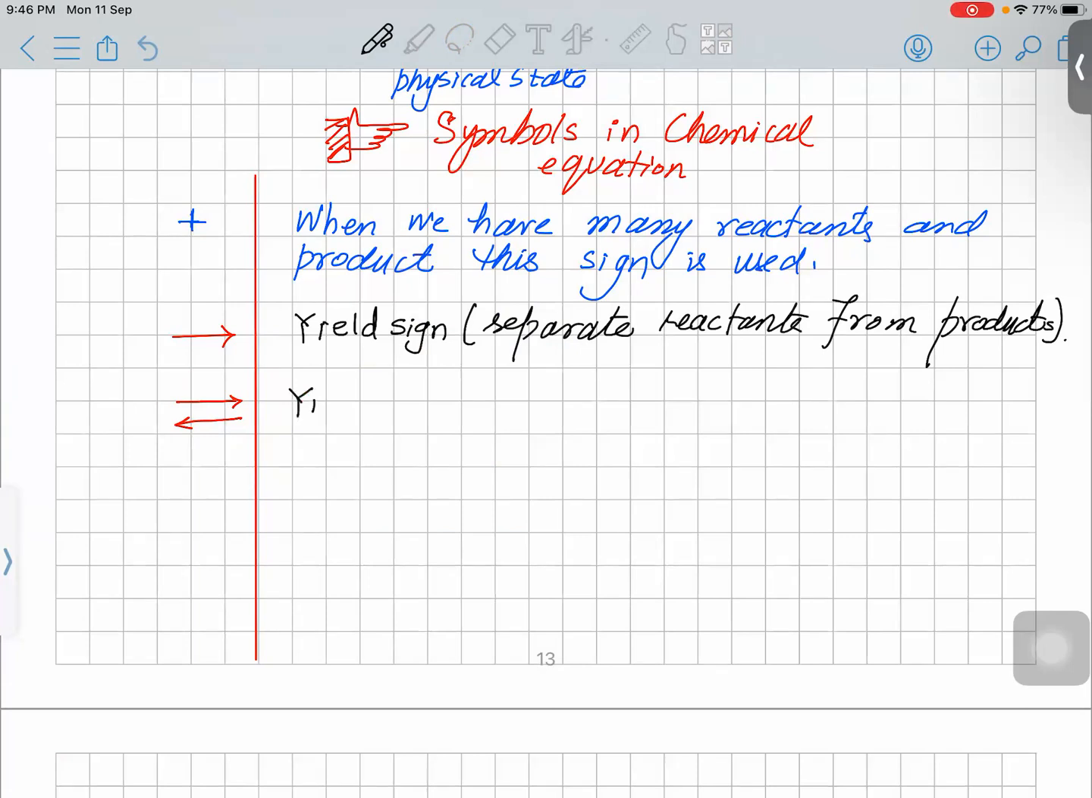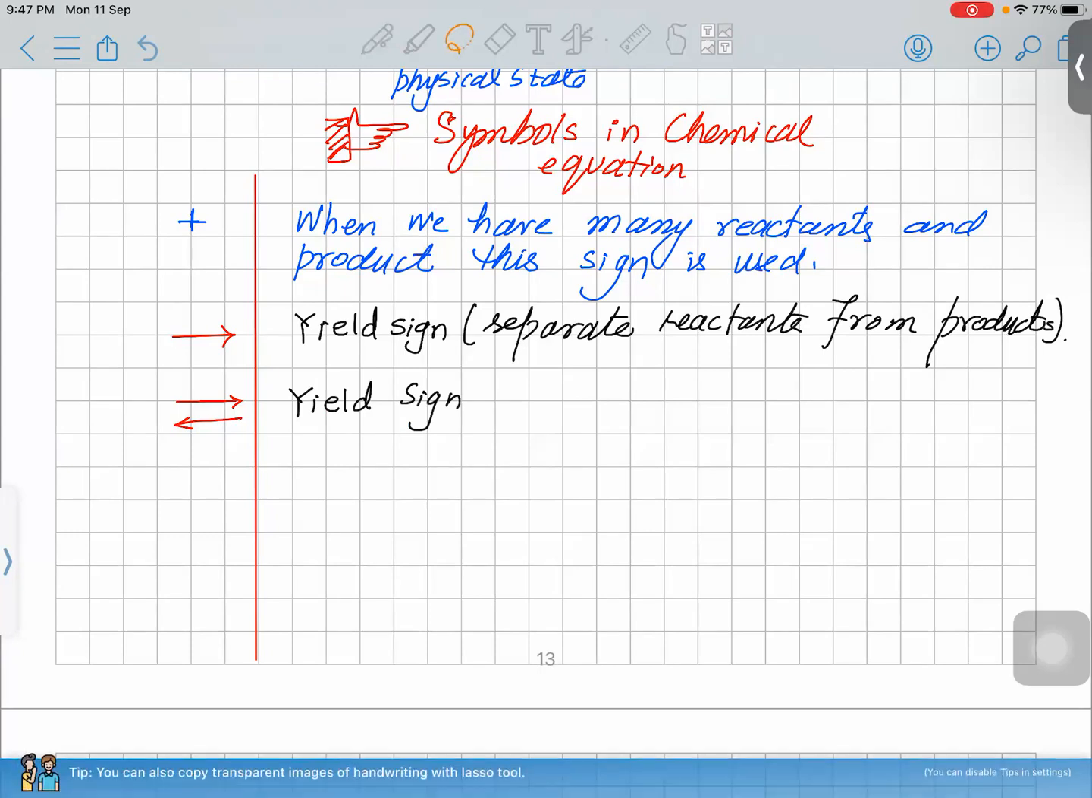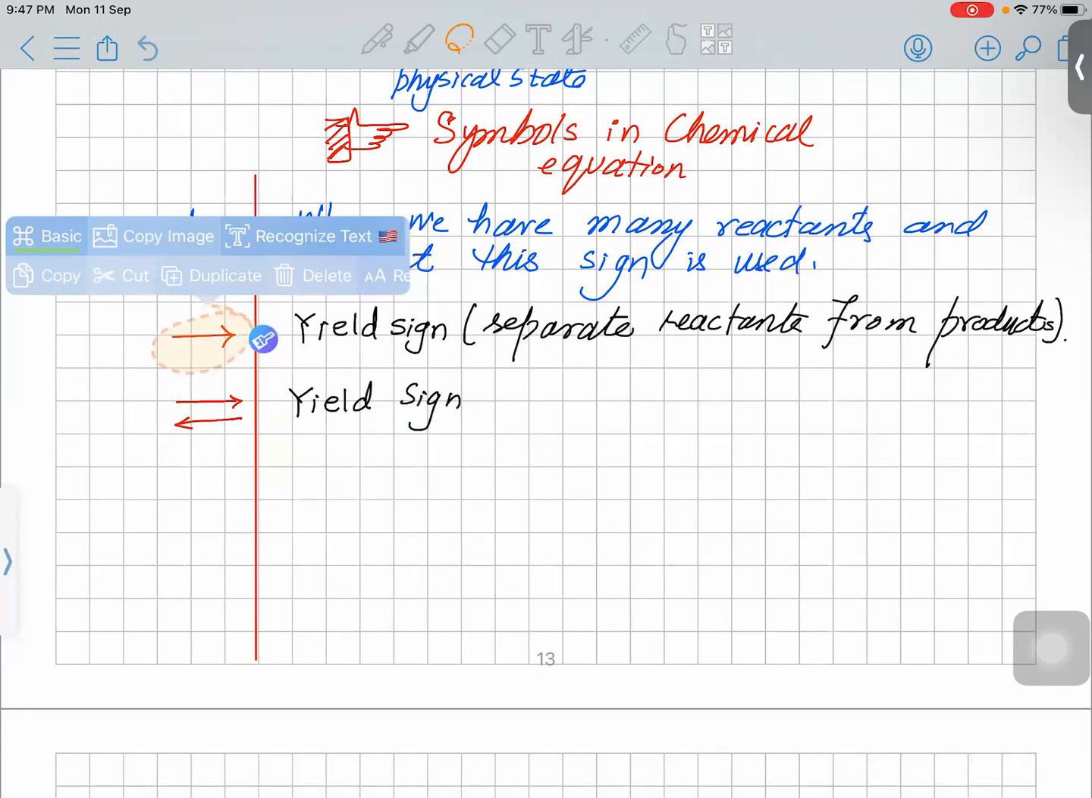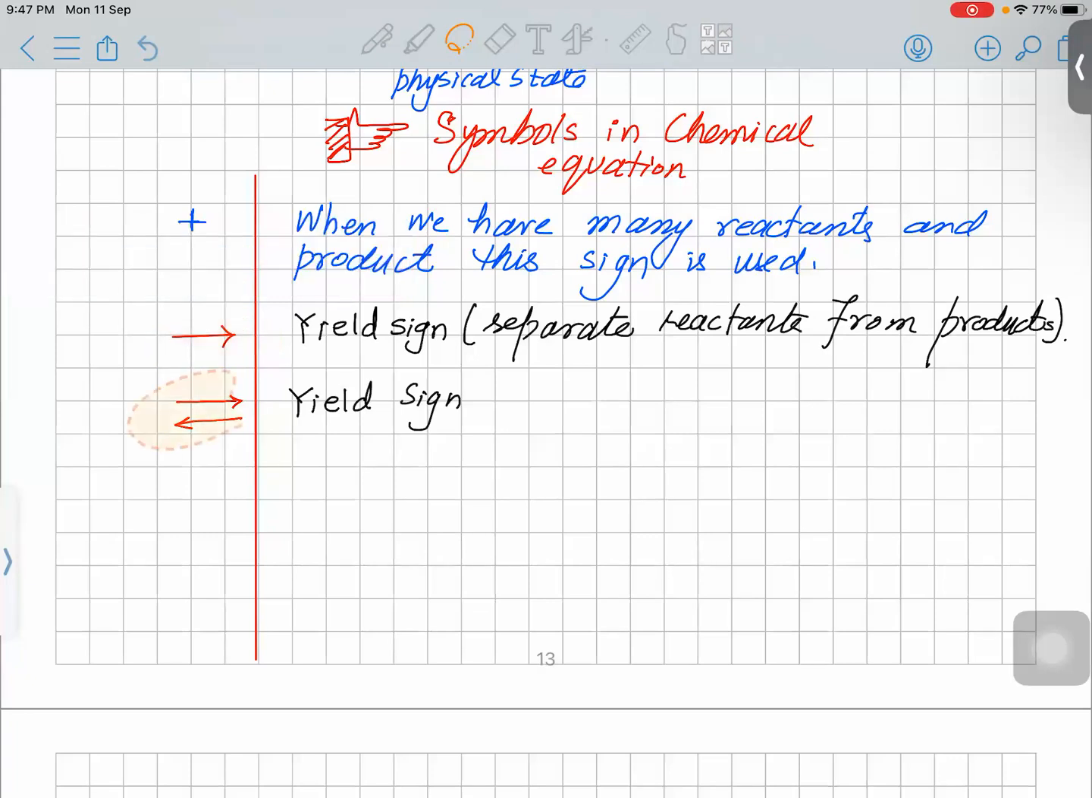Sir, so yield, if it can be reversible, it means it's a physical change. Reversible means reactant converts into product and product again converts into reactant. So what is this sign? This one means mark of the reversibility. Mostly reactions are irreversible, so this mark is used. It means reactant 100% converts into product. But when reactant converts into product and product again converts into reactant, reversible, this mark is used.